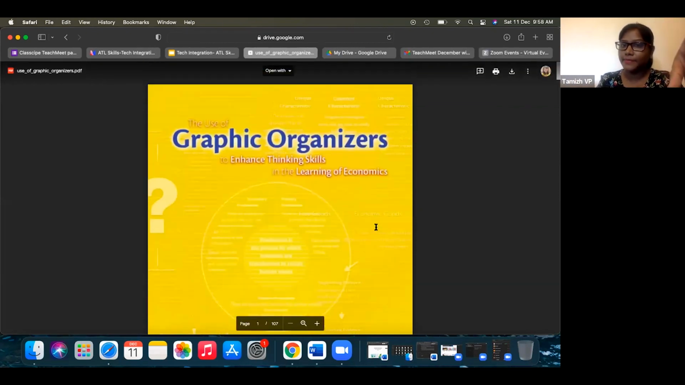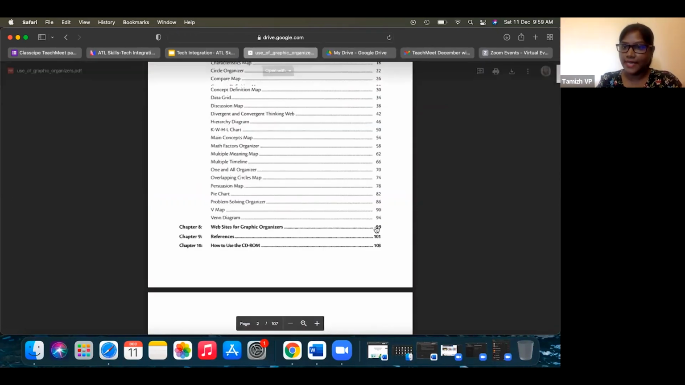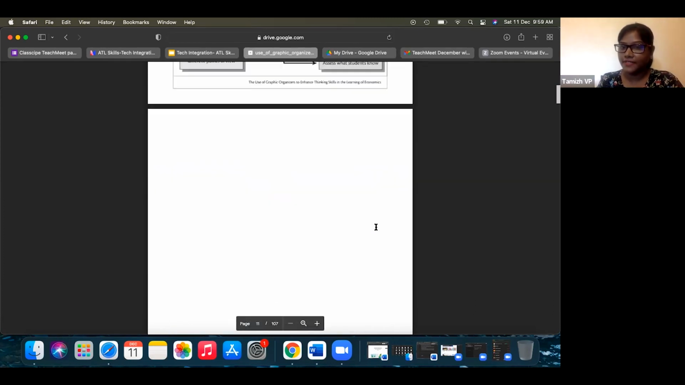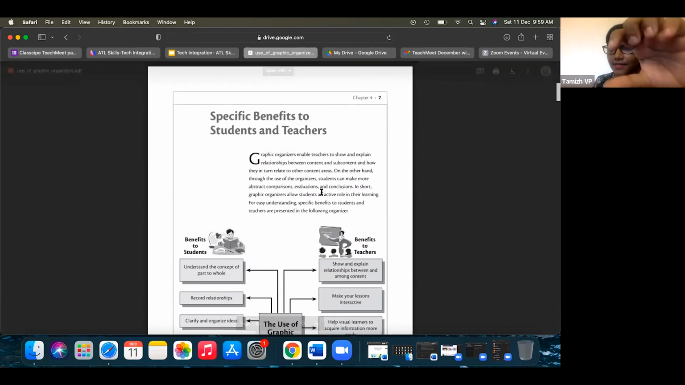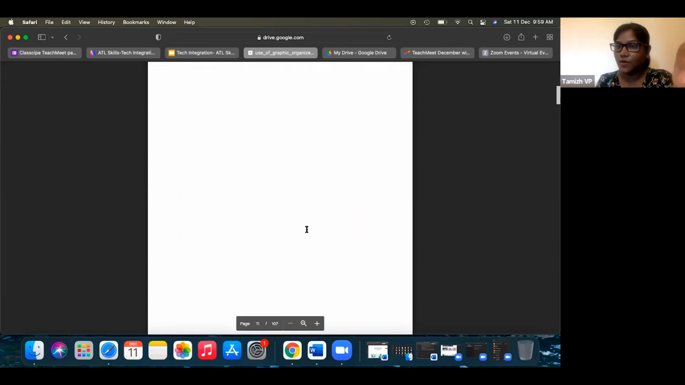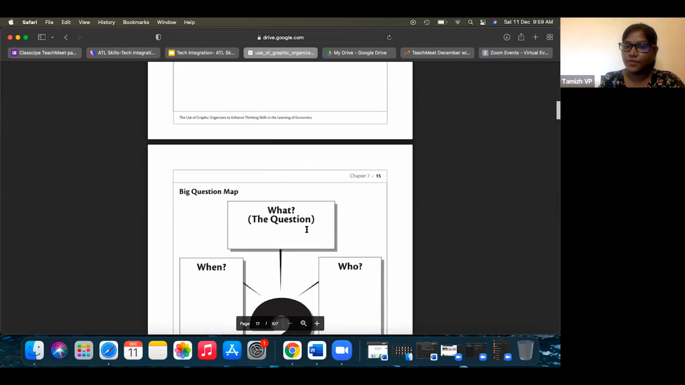So this is my personal favorite document, which I've also linked. This is a PDF file which has a list of different graphic organizers, with an explanation as to what that graphic organizer is used for, an example, how it is used in a certain lesson or in a certain topic. And then you can also have these templates over here.